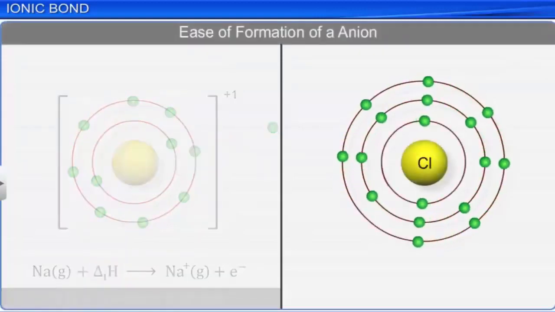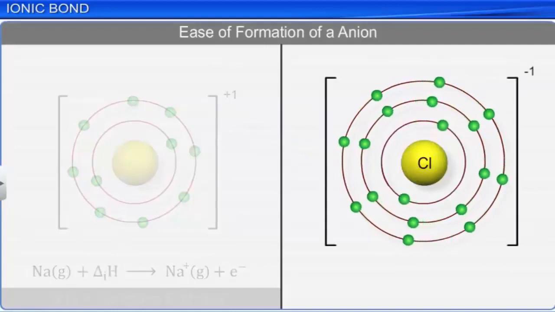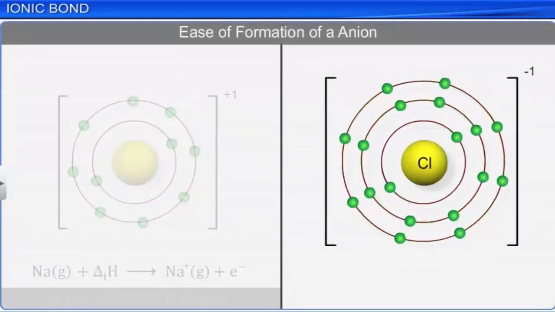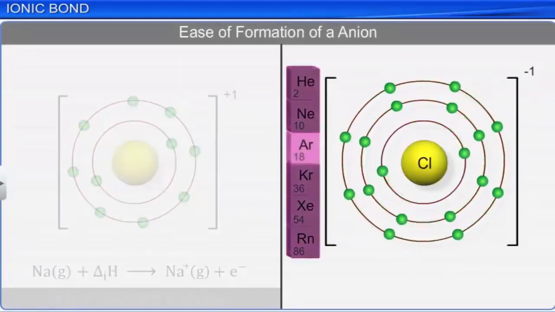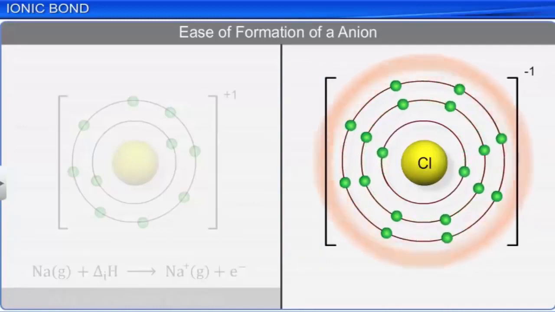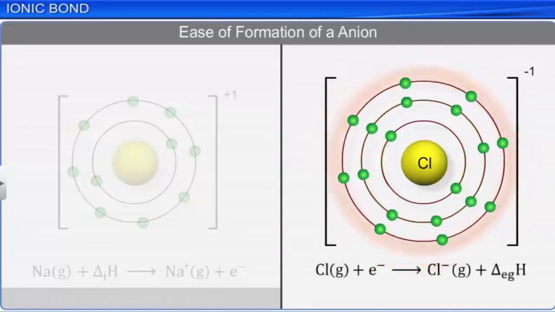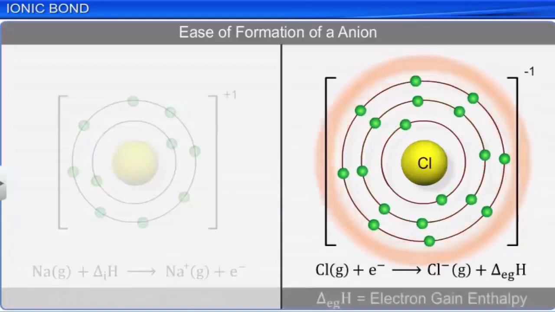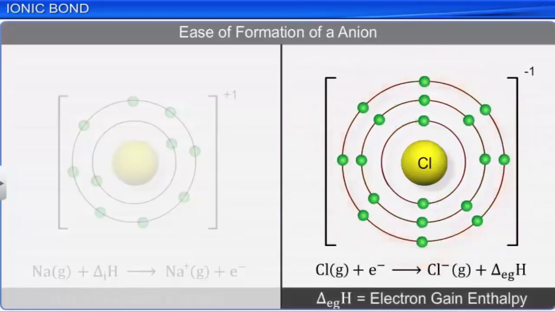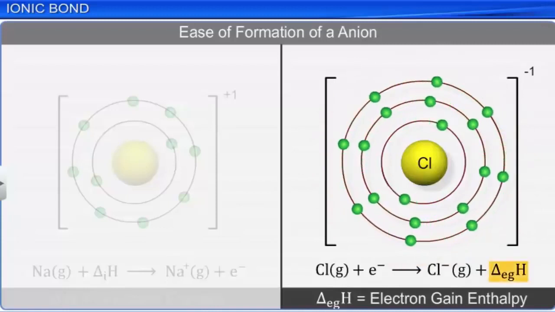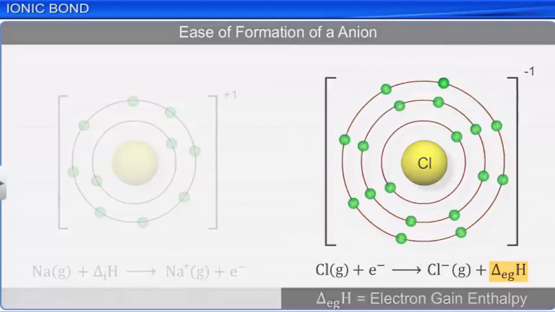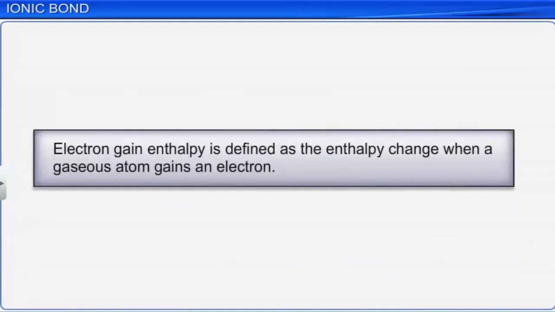Similarly, chlorine accepts one electron to attain the configuration of its nearest noble gas, argon. The amount of energy liberated for the gain of electrons by chlorine atom is said to be electron gain enthalpy. It is represented as ΔegH. It is defined as the enthalpy change when a gaseous atom gains an electron. Note that the electron gain enthalpy may be exothermic or endothermic.